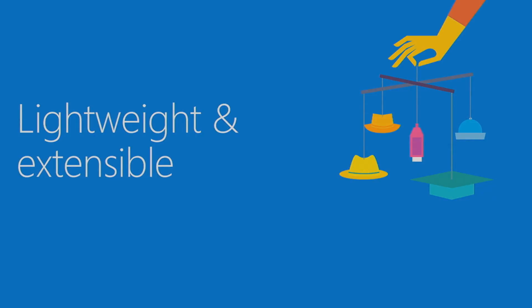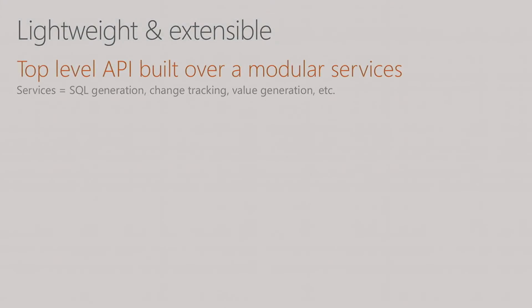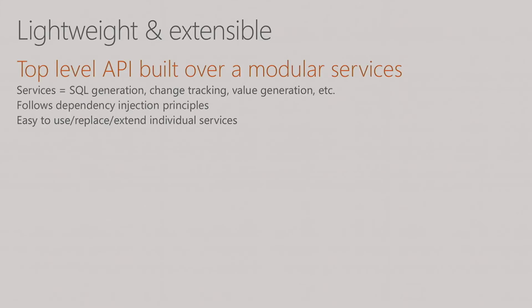With all of the things that have Core on the end of them now, like ASP.NET Core and .NET Core, we want things to be lightweight and extensible. So specific to Entity Framework, this means we have a top-level API, which is DbContext and DbSet and all those things you're used to if you've used Entity Framework before. But we build it over a set of very small modular services, things that do SQL generation, things that generate values for properties. And those services can be reused, or you can even replace them if you want to.